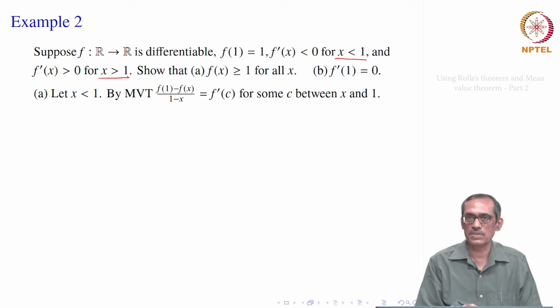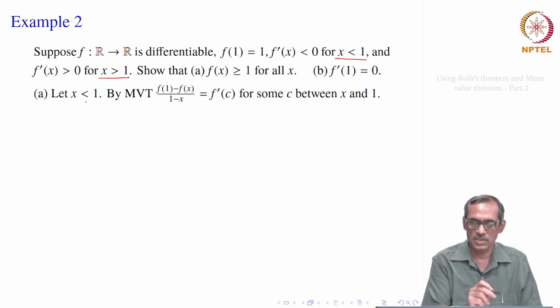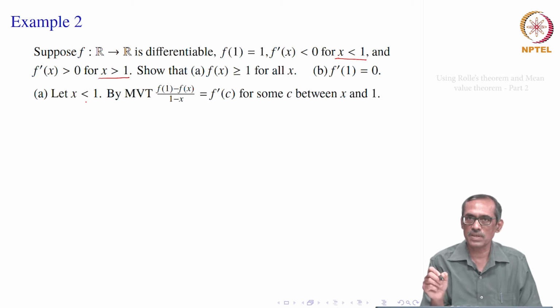Suppose x is a point which is less than 1. Now, we use the mean value theorem; we see that it satisfies all the conditions. Here, suppose x is less than 1, you are considering the closed interval x comma 1, where you will be satisfying the conditions of the mean value theorem. So, it is continuous over that closed interval x to 1 and it is differentiable in the open interval x to 1.